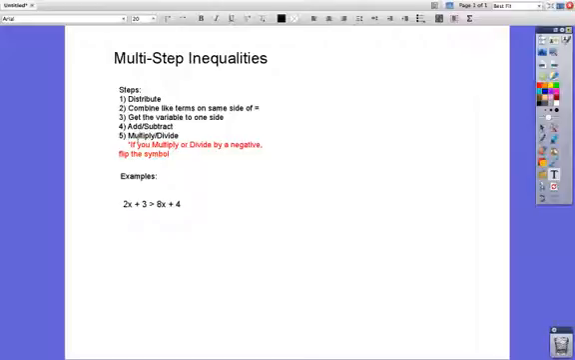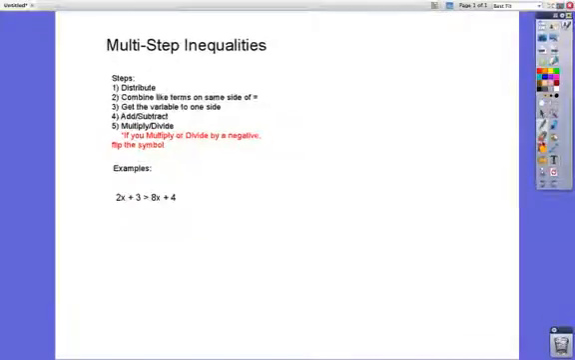And with the multiplying or dividing, the main thing you have to remember that's different from equations is that if you multiply or divide by a negative on both sides, you have to flip the symbol. So let's see what happens to this problem and if we're going to have to flip the symbol. So first step is to distribute, which we don't have to do. We don't have to combine like terms because these aren't like terms. This doesn't have an x and the 3 doesn't have an x, so those aren't like terms.